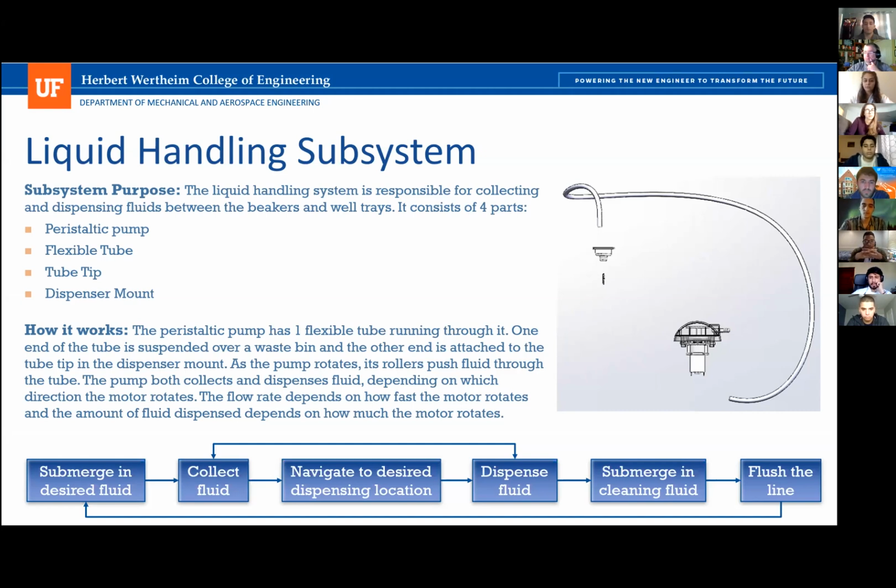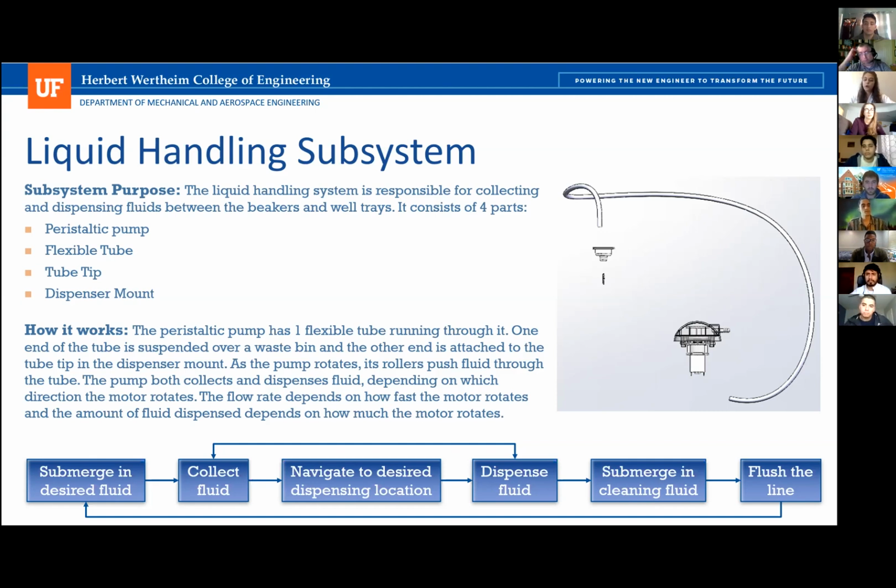The flow rate depends on how fast the motor rotates, and the amount of fluid depends on how much the motor rotates. So the first step to collect fluid would be to submerge the tip in the desired fluid. The motor turns in the reverse direction to collect the fluid. The liquid control system navigates it to the X, Y, and Z location where you would want to dispense the fluid. Then the motor turns in the forward direction, pushes the fluid out of the tube, and that repeats until it's done handling one particular fluid.